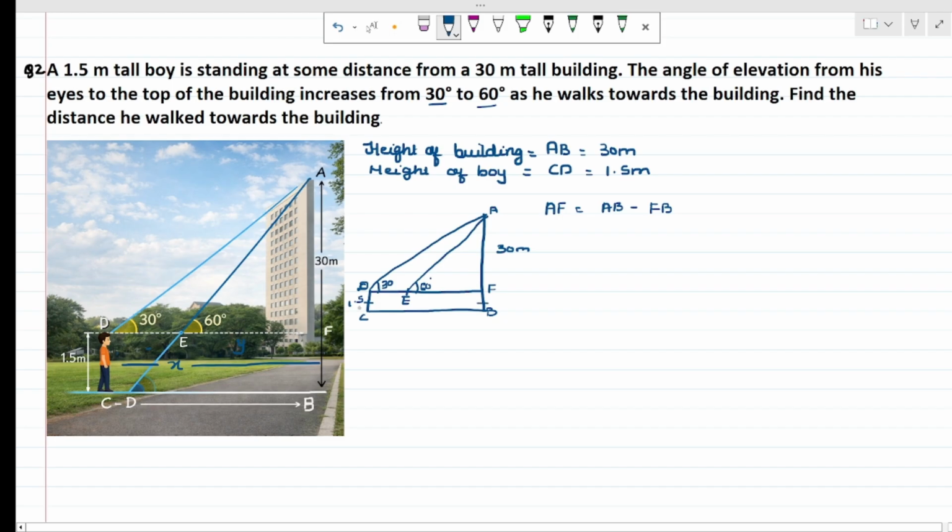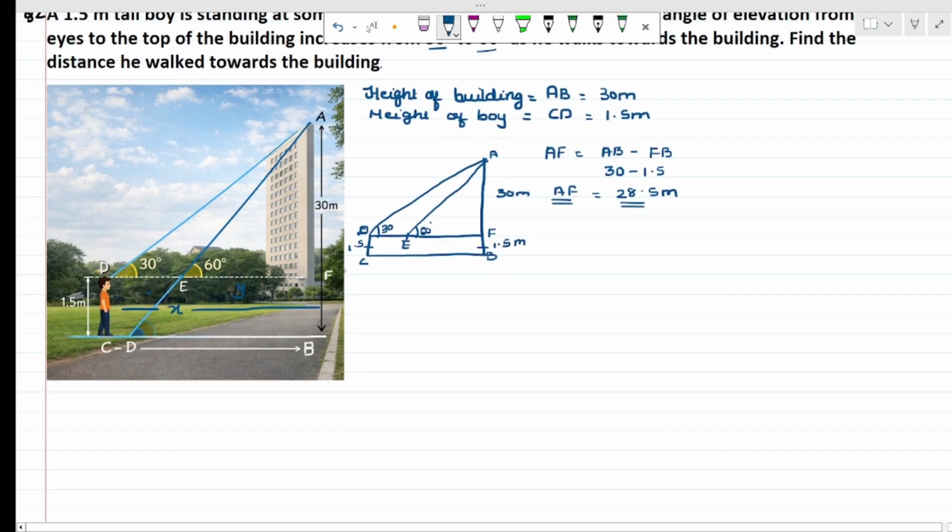Now you should know that this is forming the parallel lines. That means if the height of the boy is 1.5 meter over here, the FB will also be 1.5 meter only. So your FB is equals to 1.5. So write down 30 minus 1.5 will give you the answer as 28.5 meter. So you got your answer of AF as 28.5 meter. Clear?